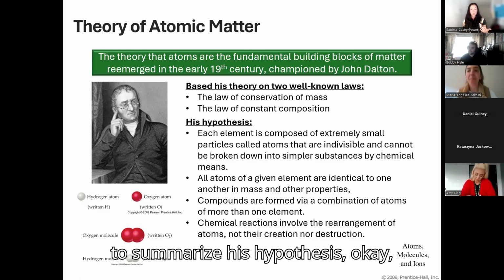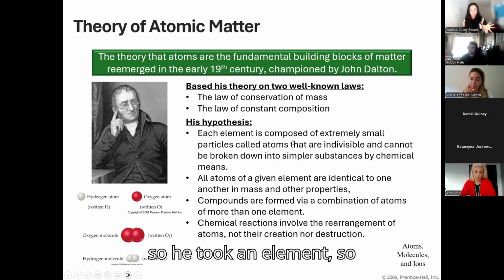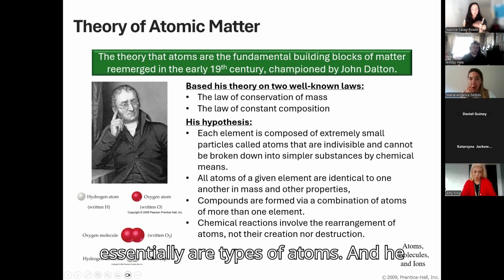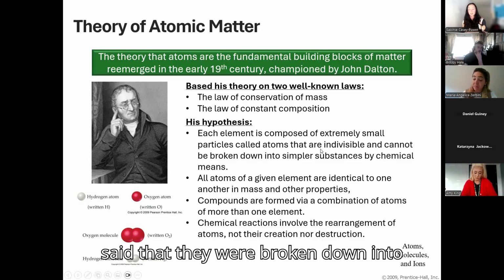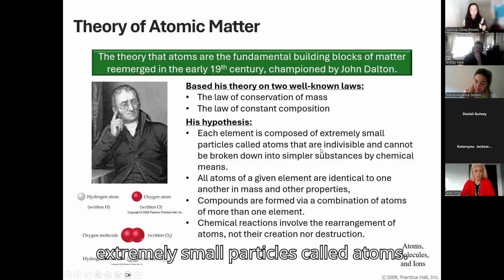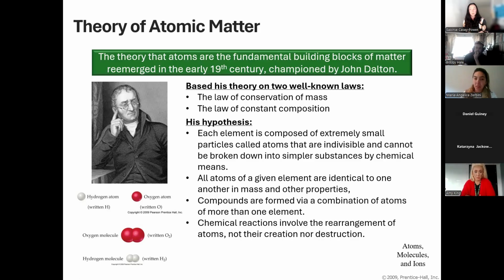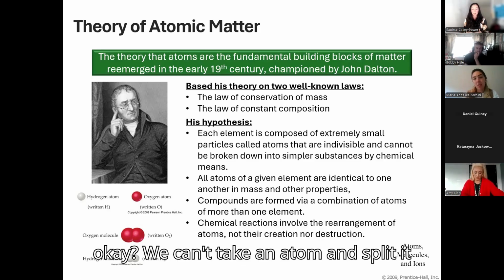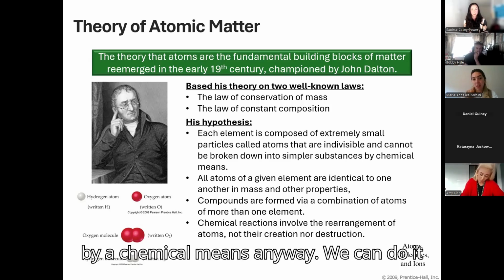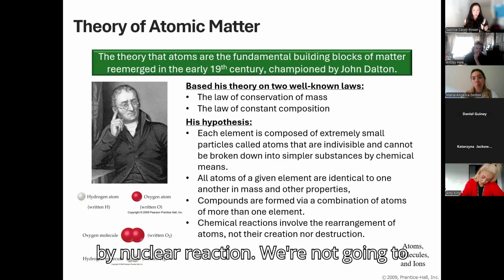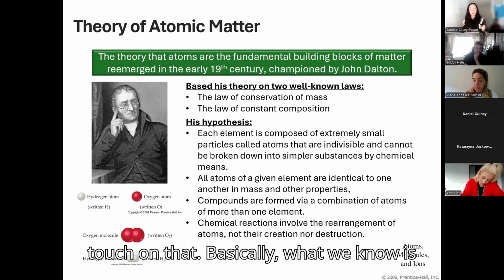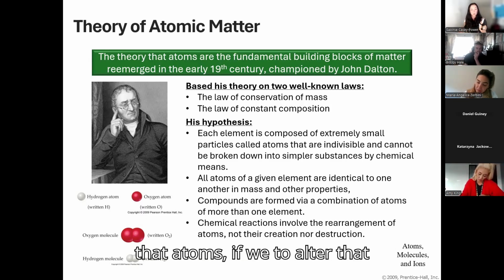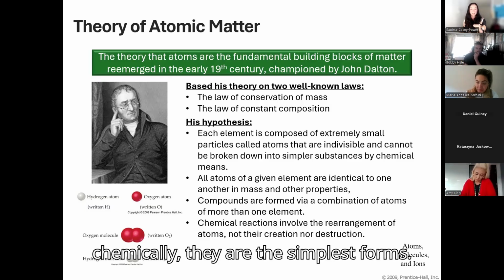To summarize his hypothesis, he took an element, essentially our types of atoms, and said that they were broken down into extremely small particles called atoms. Atoms are the simplest form of matter. We can't take an atom and split it by chemical means. We can do it by nuclear reaction, but we're not going to touch on that. Basically, what we know is that if we alter atoms chemically, they are the simplest forms.